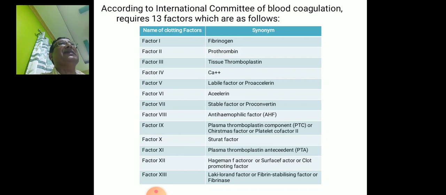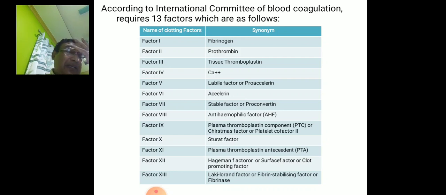Factor 9, plasma thromboplastin component or Christmas factor or platelet cofactor 2. Factor 10, Stuart factor. Factor 11, plasma thromboplastin antecedent. Factor 12, Hageman factor or clot promoting factor. And factor 13, known as the Laki-Lorand factor or fibrin stabilizing factor or fibrinase. So, according to the International Committee of Blood Coagulation, these 13 factors are essential for blood coagulation.